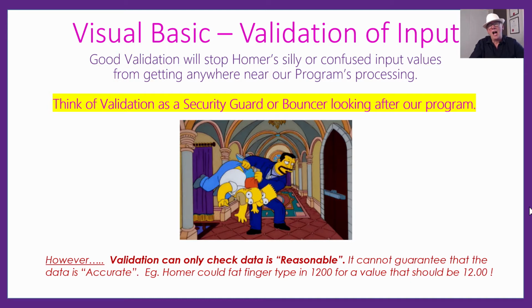Now, it cannot guarantee that the data is accurate. Validation can only check something's reasonable, okay? That there is a number in the length box. Now, if Homer accidentally fat fingers 1200 when he really meant to press in 12.00, validation can't fix that. It can't make sure it's 100% accurate. It can only make sure it's reasonable and it's the right data type for the program.